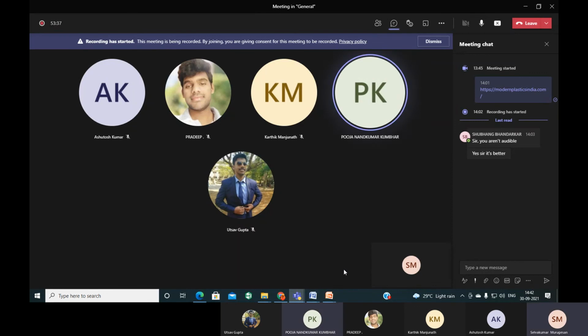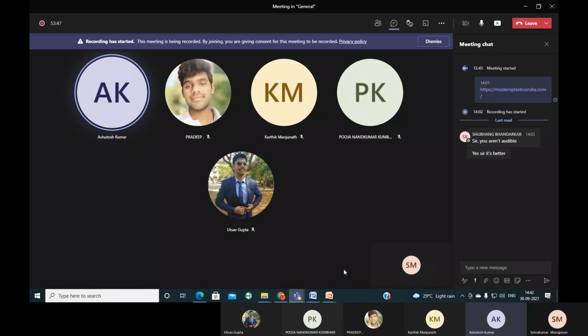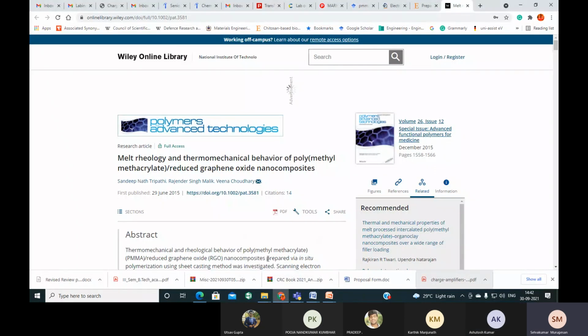Do we have to search only for polymer-based nanocomposites or metal? Anything, metals are also fine, you can go ahead. But sir, on the Moodle page, you wrote that only polymer nanocomposites are to be considered. Yeah, maybe I unknowingly wrote that, but you can select any other metal also, ceramics also, and see their properties.